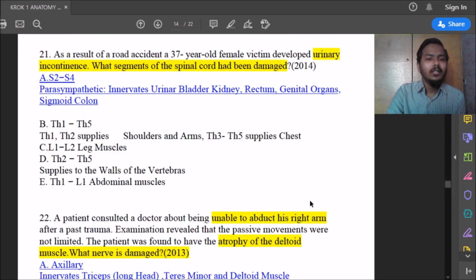As a result of a road accident, a 35-year-old female victim developed urinary incontinence. What segment of the spinal cord is damaged? So she cannot control the urinary bladder. The segments S2 to S4 provide innervation to the urinary bladder, rectum, and genital organs, in the sacral spinal cord.